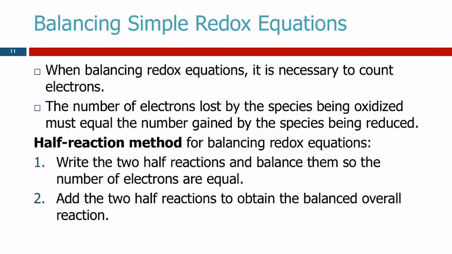We write the two half reactions and balance them, and then fix things up so that the numbers of electrons are equal. And then we add the two half reactions together. And that's going to give us a balanced overall reaction. This is going to work for the simple ones. There's a couple extra steps for the more complicated ones. We're not going to go there.